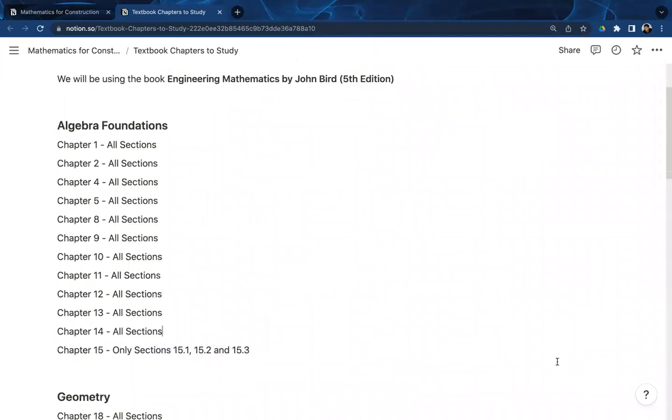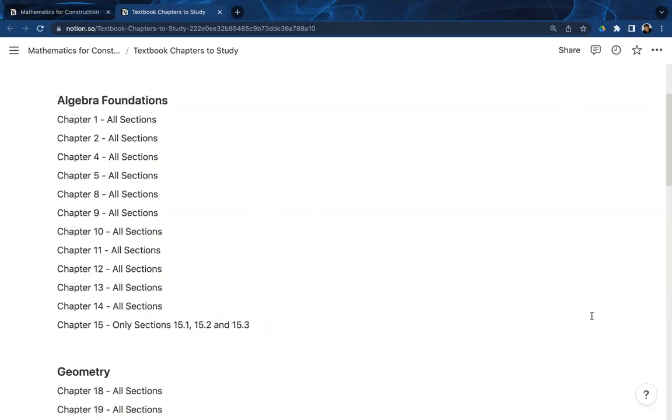So for your algebra foundations, you're doing chapters 1, 2, 4, 5, 8, 9, 10, 11, 12, 13, 14, 15. Try to do all the problems in these chapters as well. You all need to self-study, because we don't really have enough time to go through all of this. If your background is kind of weak, you probably have to work a little harder and send me questions and answers for extra help.